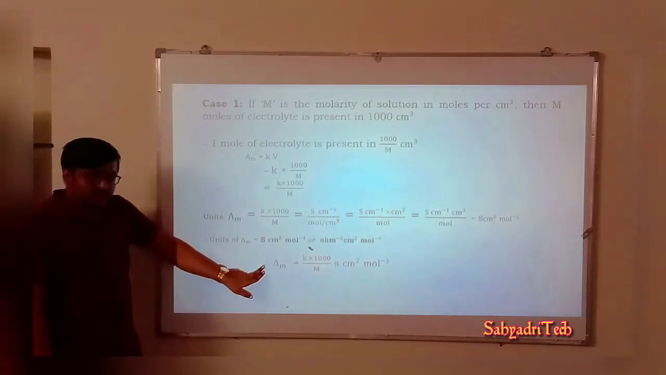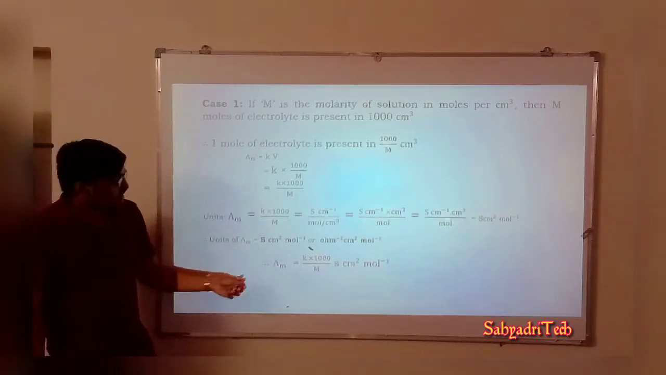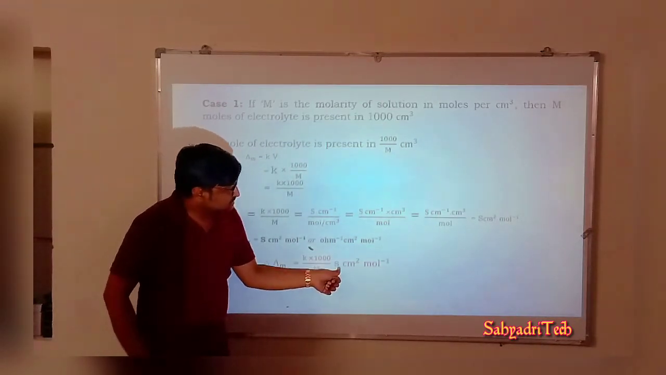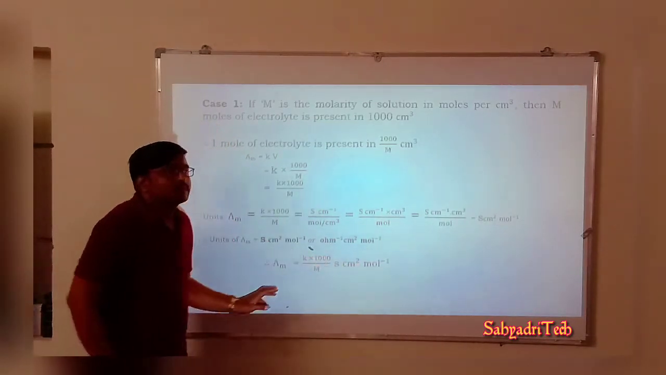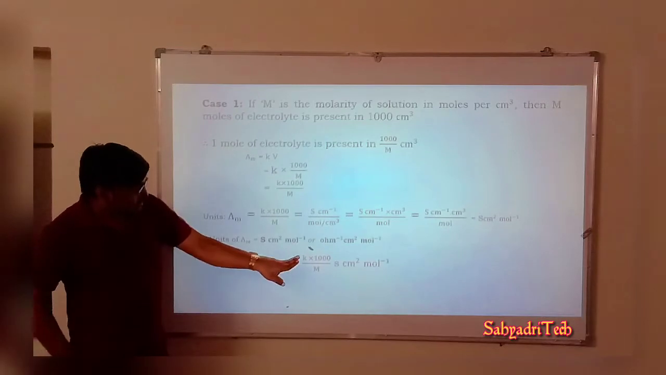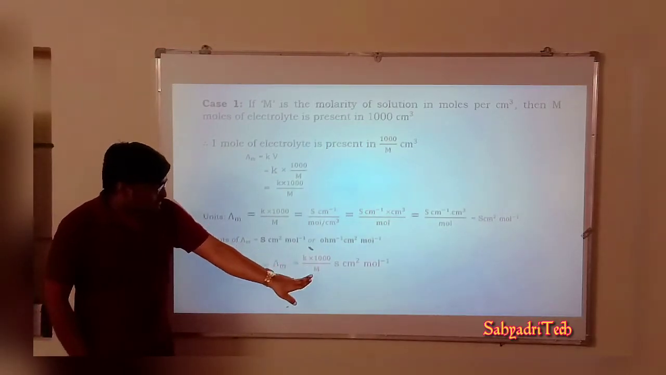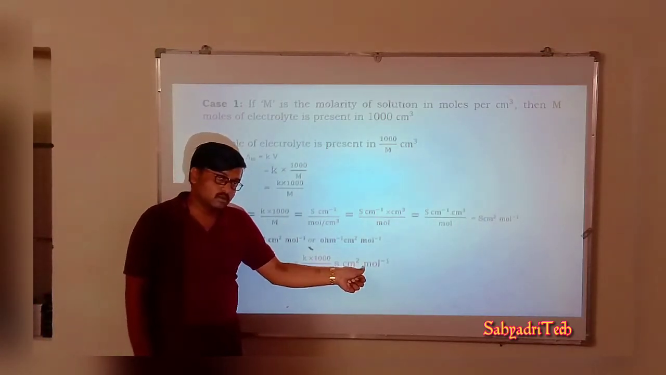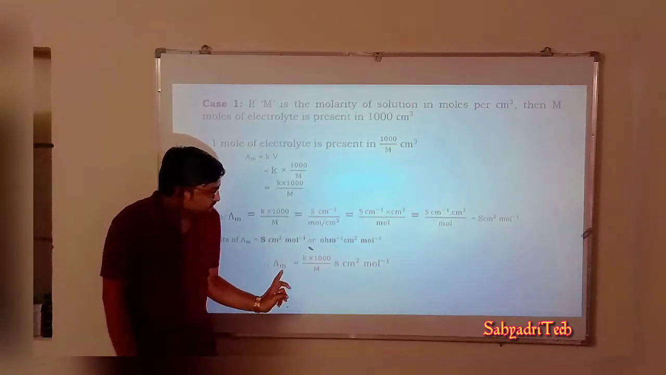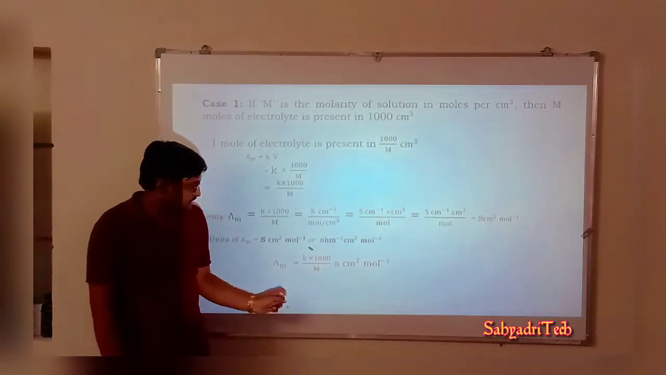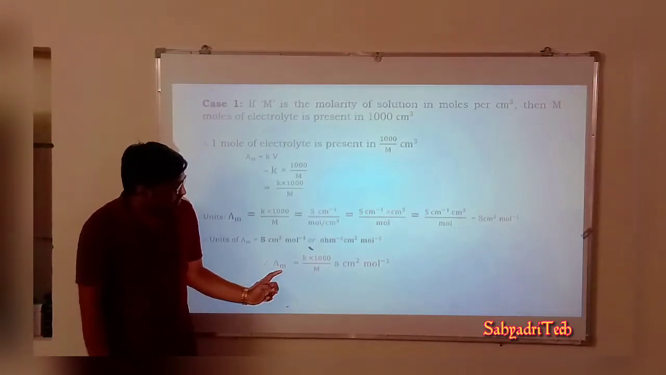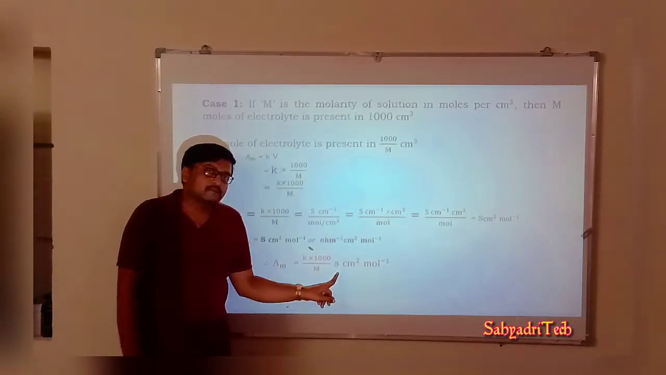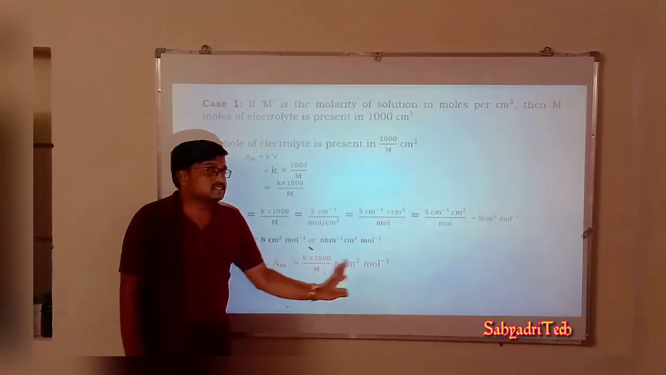Then if you think of the formula overall, what is to be remembered here? Lambda m is equal to kappa into 1000 divided by m, Siemens centimeter square per mole. If you use this formula, lambda m is equal to kappa into 1000 divided by m, what is the unit? The unit will be Siemens centimeter square per mole. The important thing here is that formula and unit must be remembered. What is the formula? If the formula is lambda m is equal to kappa into 1000 divided by m, then its unit will be Siemens centimeter square per mole. So it is the first case.